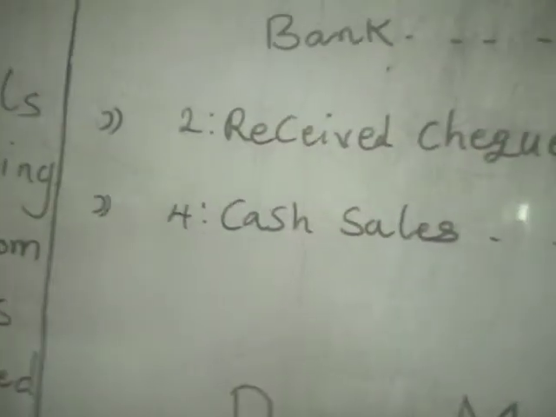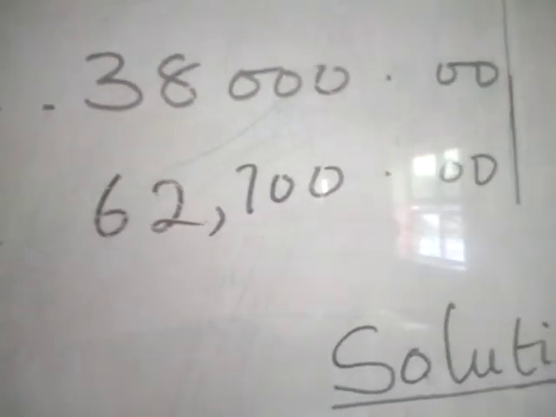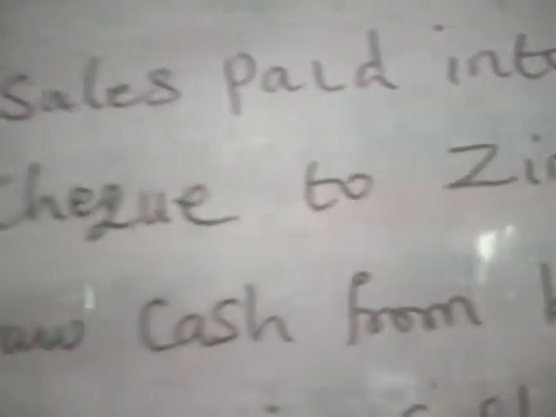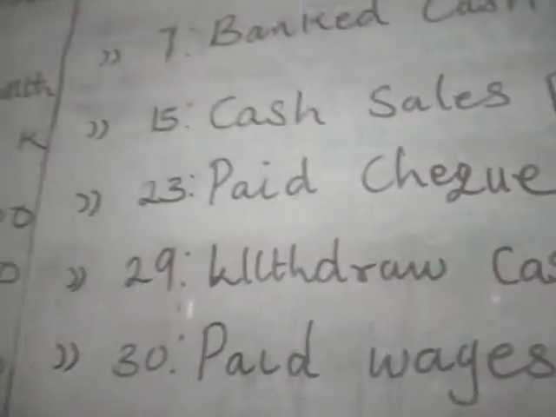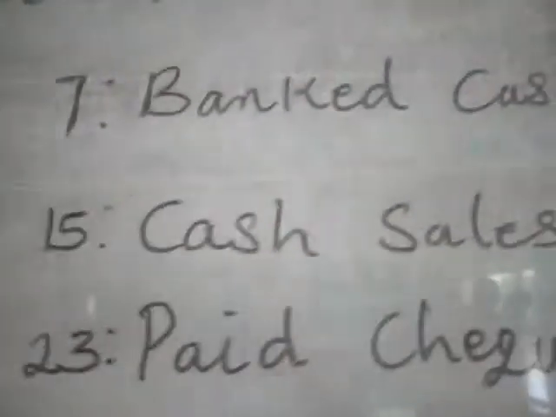On the 4th, there was a cash sales of 62,700 naira. On the 6th of September as well, the office needed to pay rent in cash, which is 10,000 naira. On the 7th, the bank cash. And anywhere you see a question that has to do with bank cash or withdraw cash from bank, that particular question is a contra entry. So on the 7th, the bank cash, which is 16,000 naira.